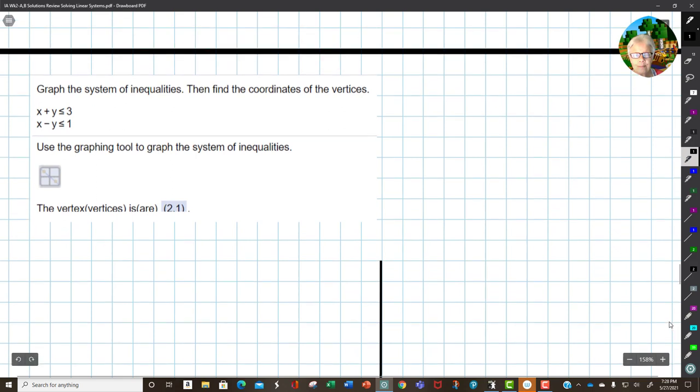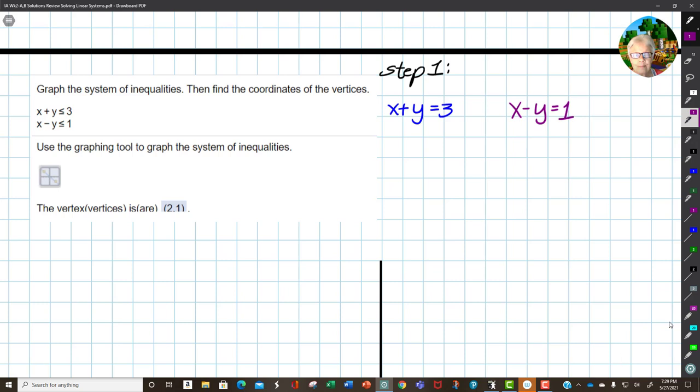Now, we're going to use the same steps. Step one. We have these linear inequalities. X plus y is less than or equal to 3. X minus y is less than or equal to 1. Okay. X plus y equals 3. X minus y equals 1. Those are straight lines, the equations of straight lines. Okay, where the shading comes in is when you're working on the inequality, but first we work on the straight lines.